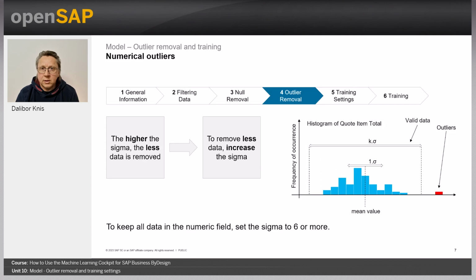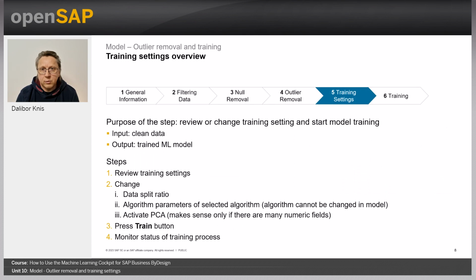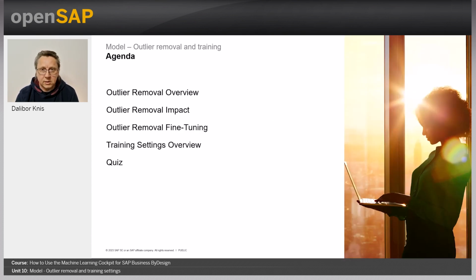Next, you have seen that numerical outliers are identified based on a 3 sigma interval around the mean value. Increasing the sigma multiplier will make the interval wider and more tolerant. Then we discussed the purpose of the last step of the model building process, training settings. This summary concludes this unit, in which you have learned how to identify outliers and how to remove them. We have learned about the impact of long tail fields and options for how to deal with them.